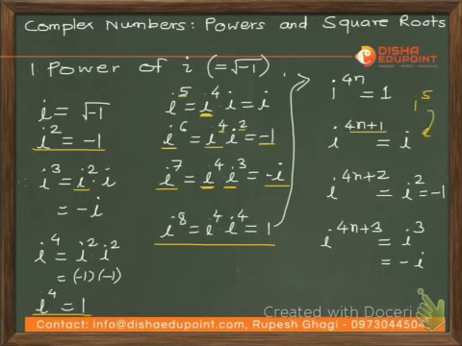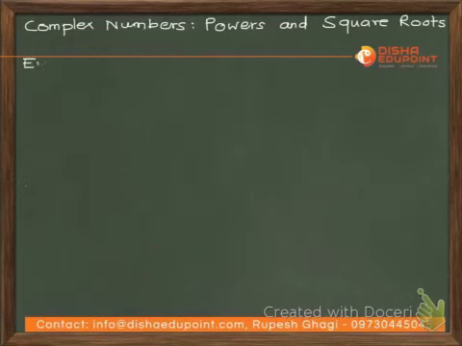Now if I say i to the power 103, so i to the power 103 is of this form, right? Because 100 is multiple of 4, so multiple of 4 plus 3, so i to the power 103 will be equal to minus i, and we can do this for any integer, okay?